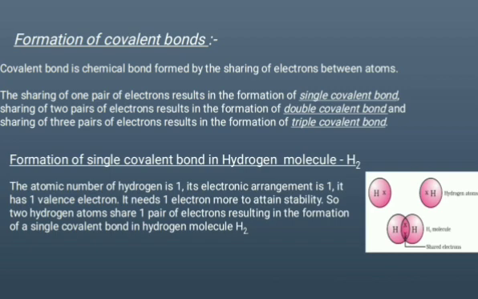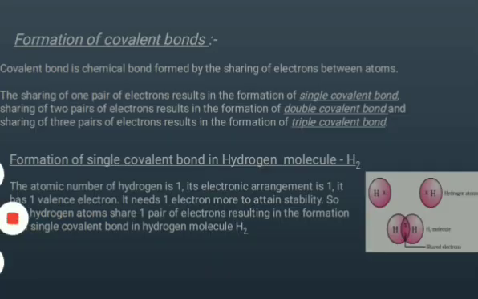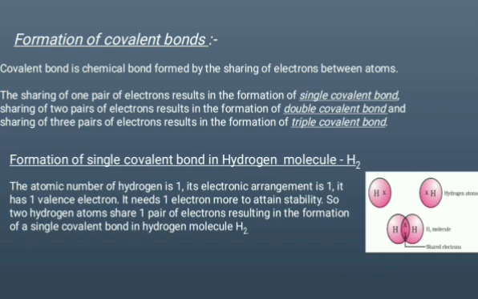So covalent bonds are formed by the sharing of electrons between two atoms so that both can achieve a completely filled outermost shell. We can say that a covalent bond is a chemical bond formed by the sharing of electrons between atoms. Sharing of one pair of electrons results in the formation of a single covalent bond. Sharing of two pairs of electrons results in the formation of a double covalent bond, and sharing of three pairs of electrons results in the formation of a triple covalent bond. Let us see some examples.